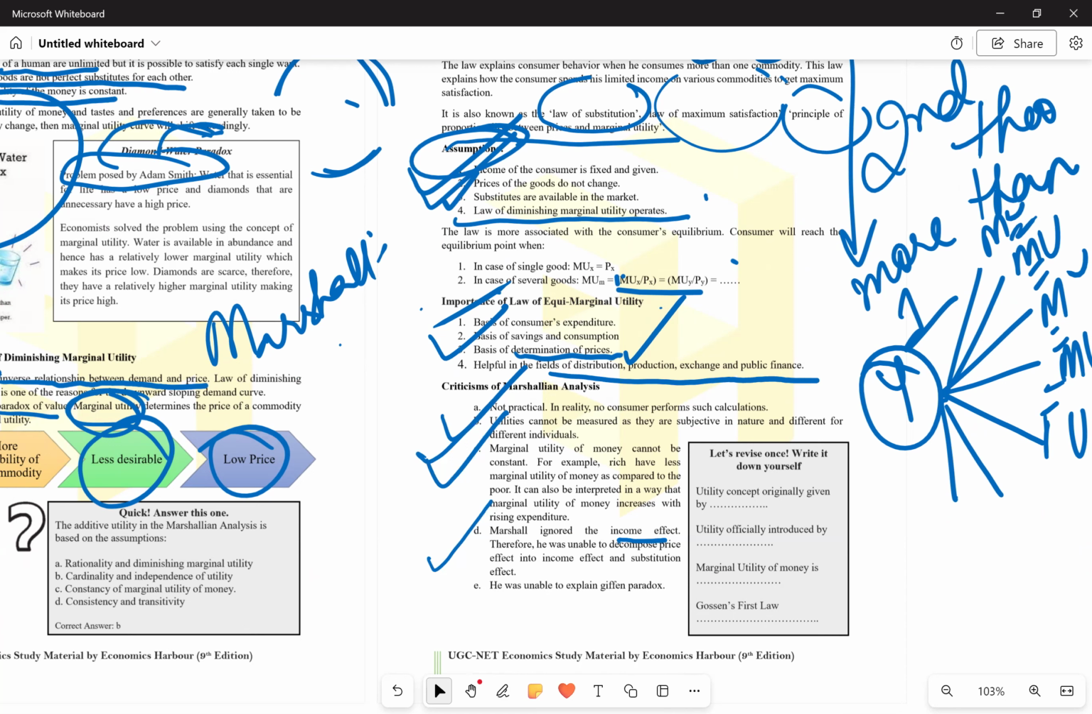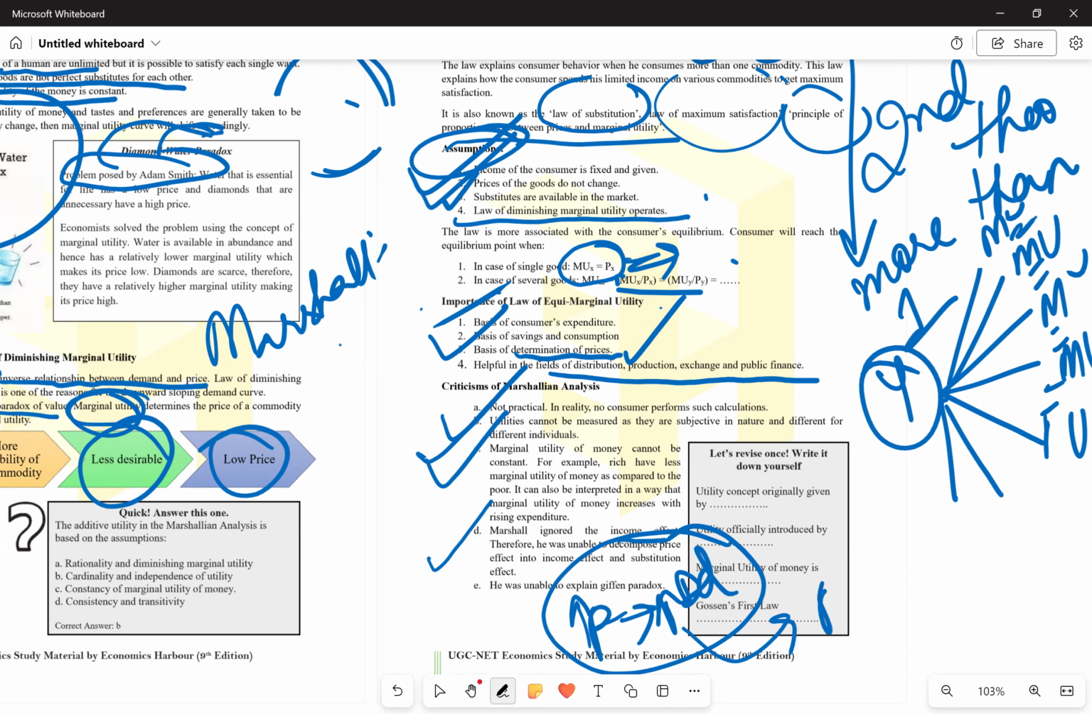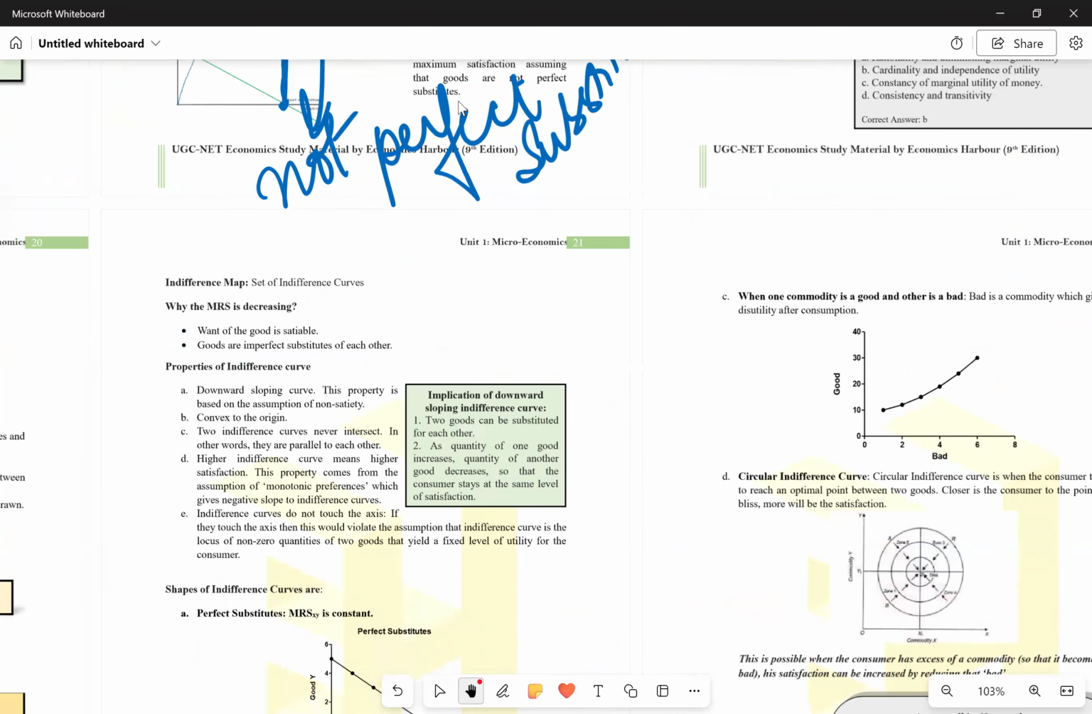And also, when you're saying that marginal utility is determined by the price of the commodity, what about the Giffen goods? Right? Giffen goods show a positive relationship between price and quantity demanded, right? So with an increase in price, he will demand more of it, but the marginal utility will decrease, right? So he was unable to explain the Giffen paradox in case of Marshallian theory. Okay.